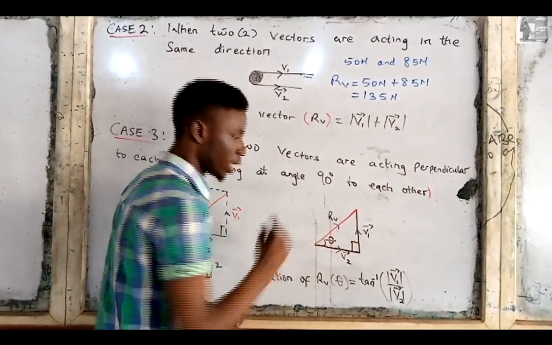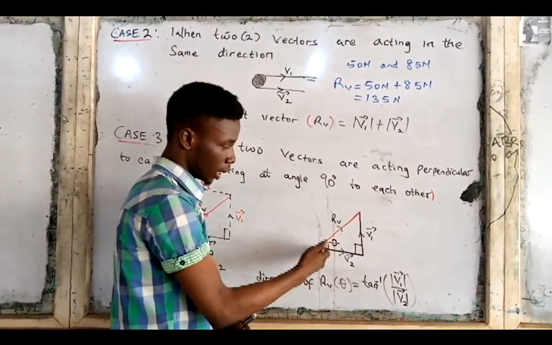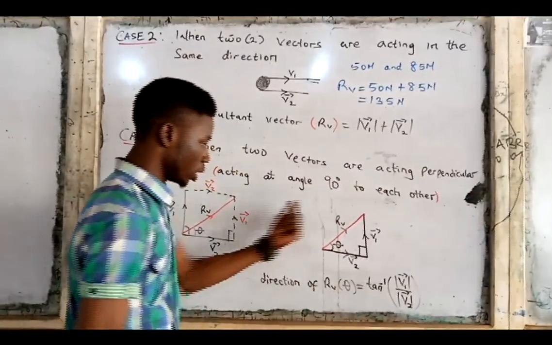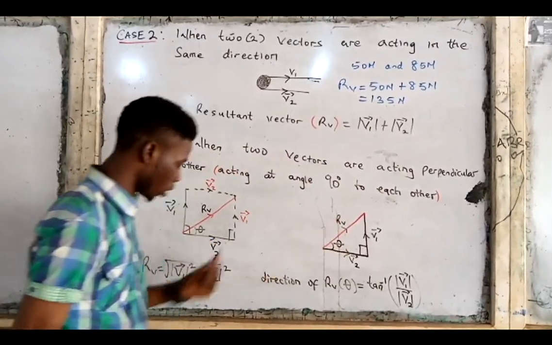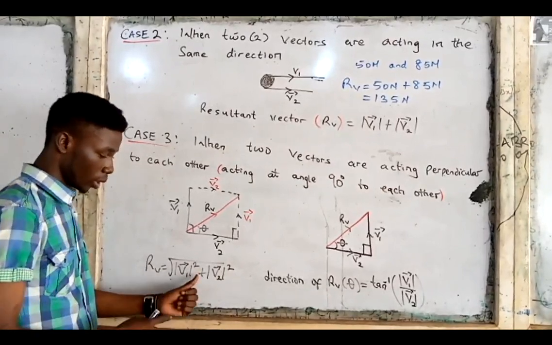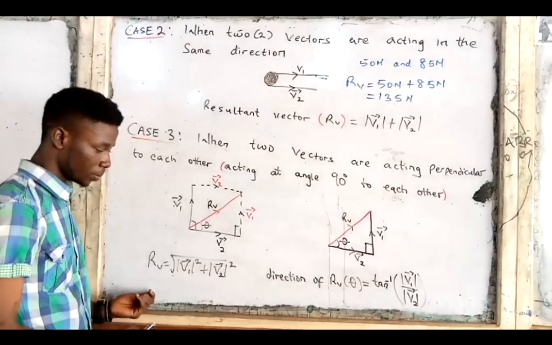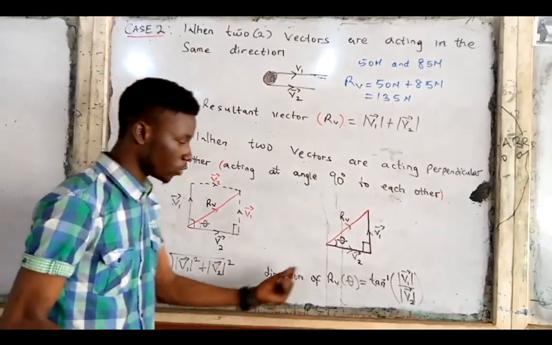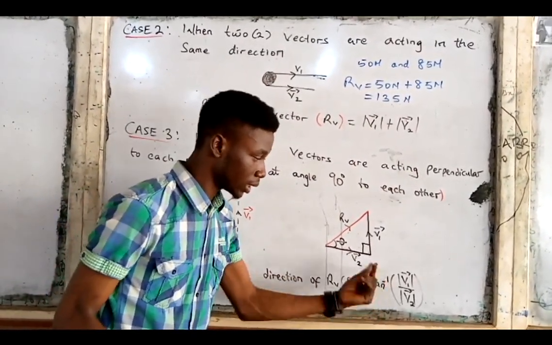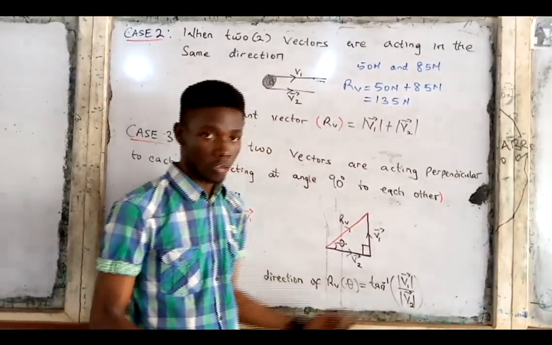Now, from a right-angled triangle, we can make use of Pythagoras theorem to find the hypotenuse side, which is the resultant vector RV. And how do we do that? The magnitude of the resultant vector RV is simply the square root of the magnitude of V1 squared plus the magnitude of V2 squared. That's using Pythagorean theorem. Now, the direction of RV, which is denoted with theta, is simply the arctan, that is the tan inverse of the magnitude of V1 over the magnitude of V2.